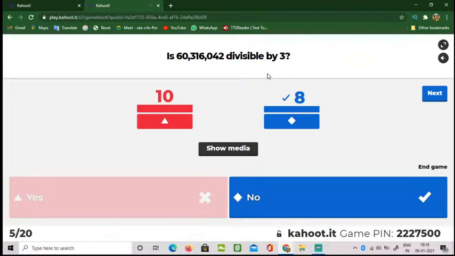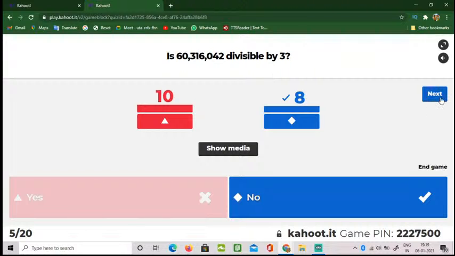That's completely okay, and 10 have gone wrong. So the answer is no, because the sum of the digits is 22 and 22 can't be divisible by 3. So the number is not divisible by 3.